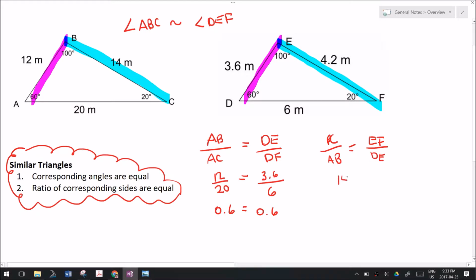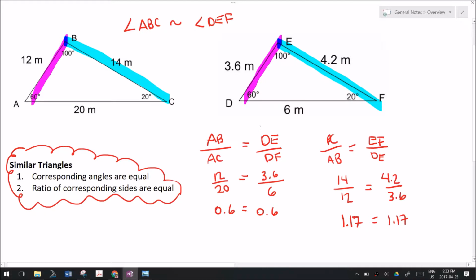That's going to be 14 over 12, which is the same thing as 4.2 over 3.6. So again, if I divide 14 by 12, I get a big decimal number, but if I round it, it's 1.17. And if I divide on the other side, I also get the same decimal number, which I can round to 1.17. So this just proves that the ratios of the corresponding sides are equal.